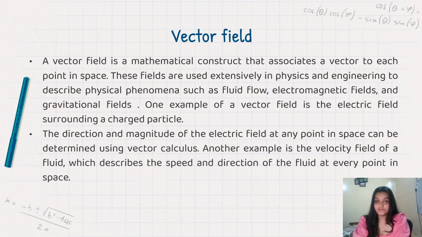Now let's talk about vector fields. A vector field is a mathematical construct that associates a vector to each point in space. These fields are used extensively in physics and engineering to describe physical phenomena such as fluid flow, electromagnetic fields, and gravitational fields. One example of a vector field is the electric field surrounding a charged particle. The direction and magnitude of the electric field at any point in space can be determined using vector calculus. Another example is the velocity field of a fluid, which describes the speed and direction of the fluid at every point in space.